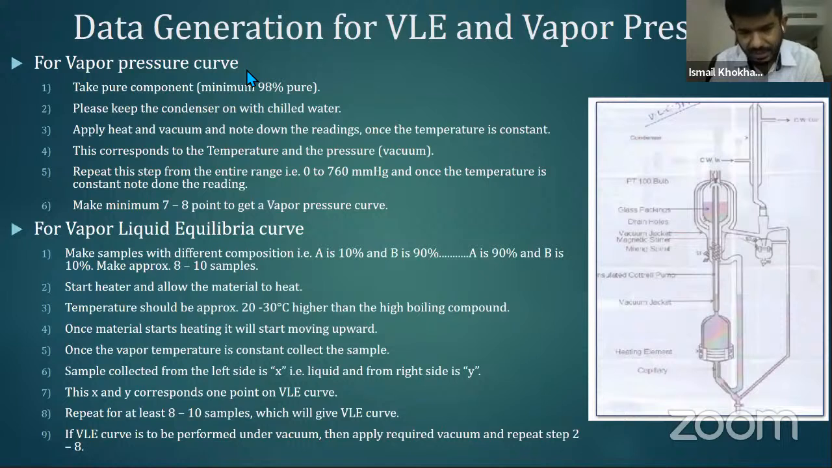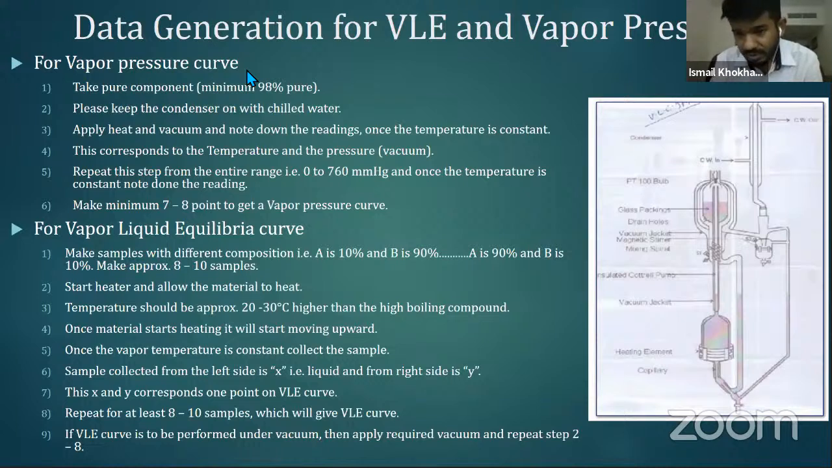So I think I have generated more than 40 VLE curves, and I would say more than 100 vapor pressure curves I have generated, because whatever compounds we were encountering, the data was not easily available. And so this is how a VLE curve is generated at atmospheric pressure or under vacuum.